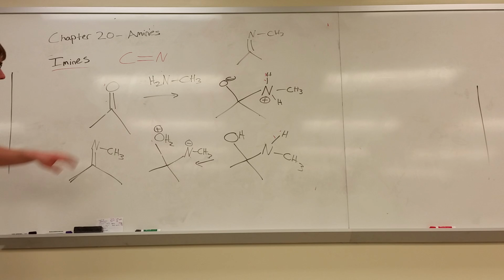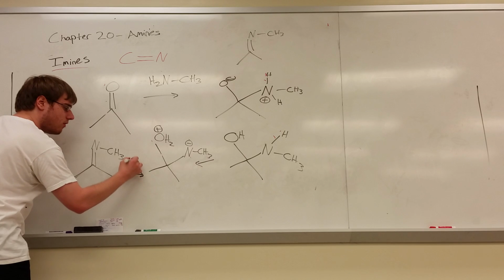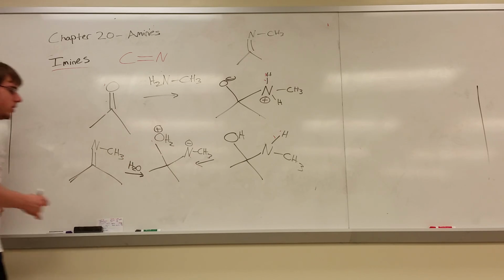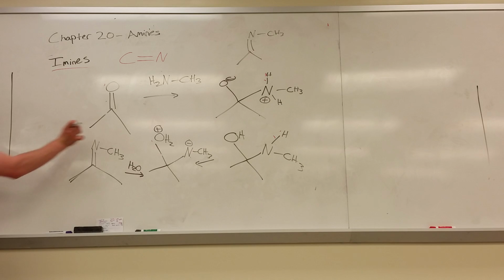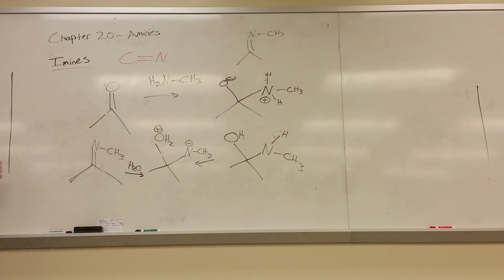And it turns out we can turn an imine back into a C double bond O by treating it with water. So if you're given an imine and you have water over the arrow, what you should expect is just erase the nitrogen and whatever is attached to the nitrogen and put an O there. So for example, in this, here's my double bond N-CH3, erase the nitrogen and whatever is attached to it and just put an O there, which is what we started with.